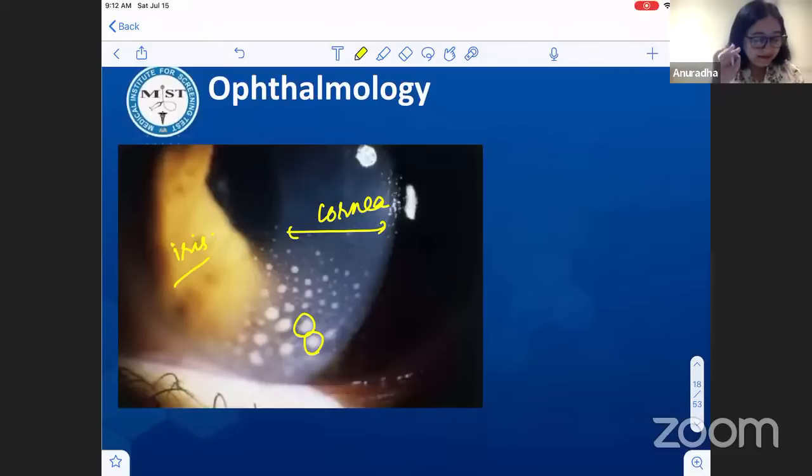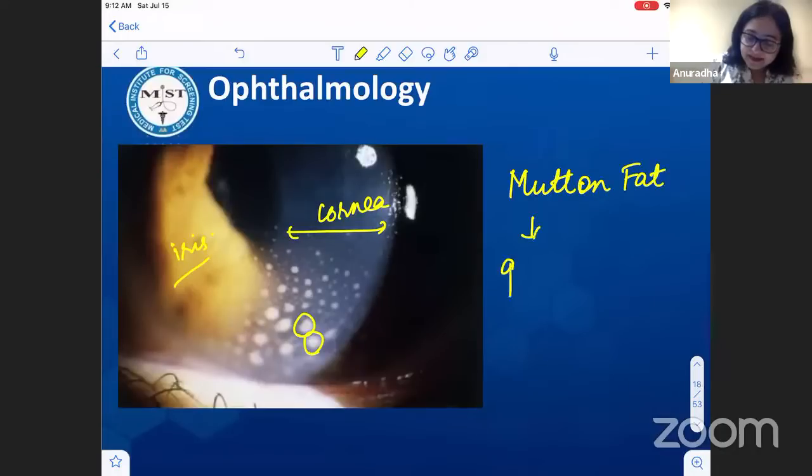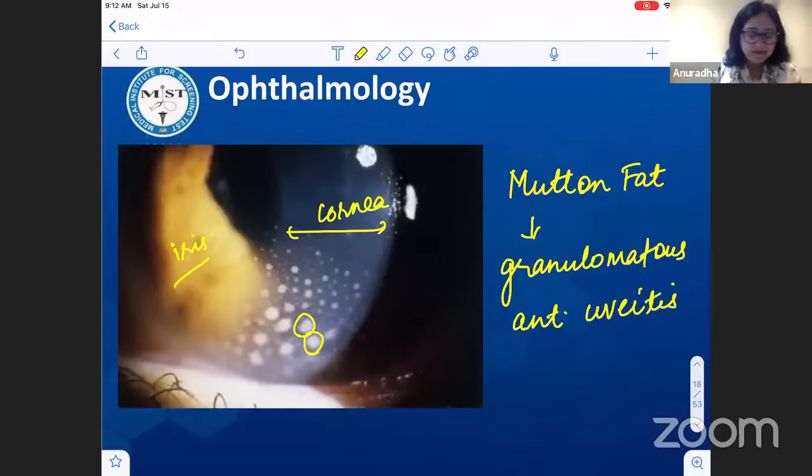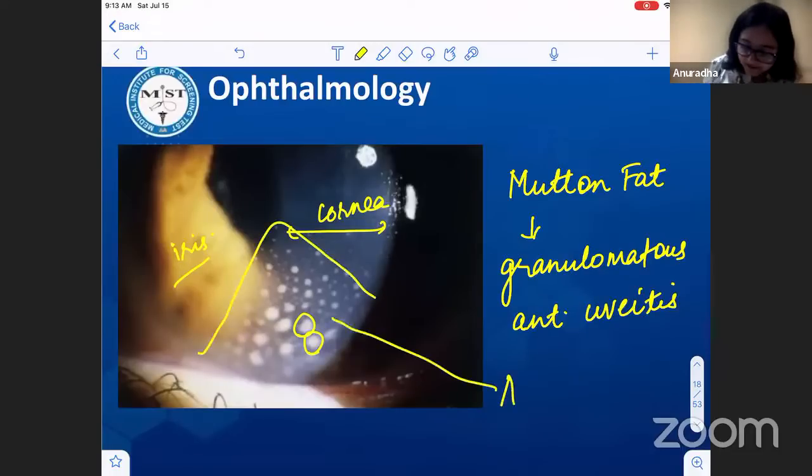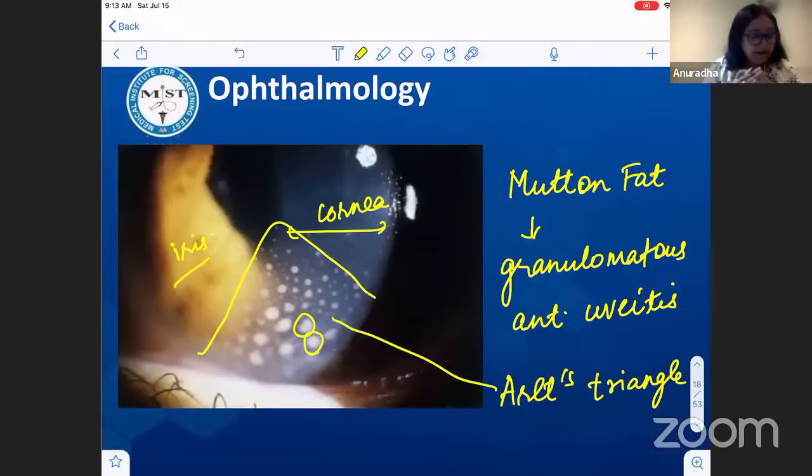Yes, these are the big ones. They are the mutton fat KPs or mutton fat keratic precipitates, which are seen in the cases of granulomatous anterior uveitis, right? So additional information, mutton fat KPs are seen in granulomatous anterior uveitis. KPs usually arrange themselves in this Arlt's triangle. They get deposited in the form of a triangle, which is called Arlt's triangle, right?